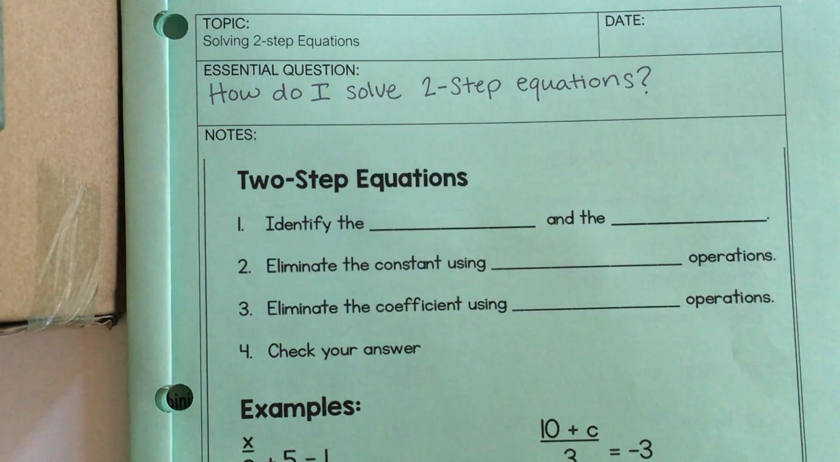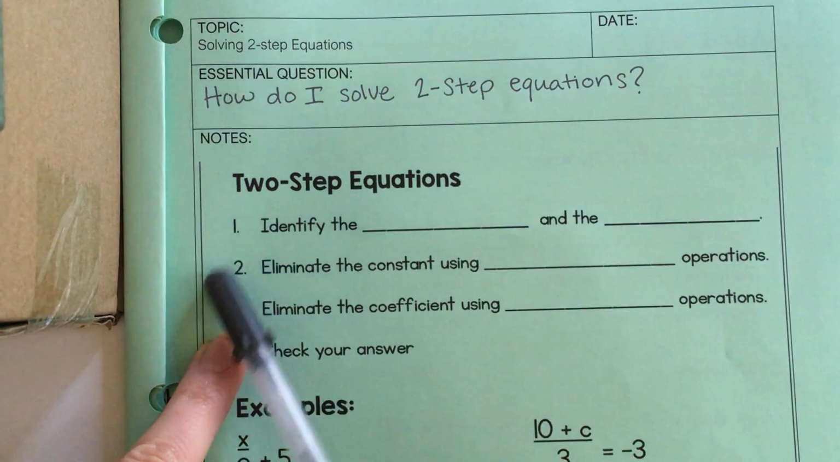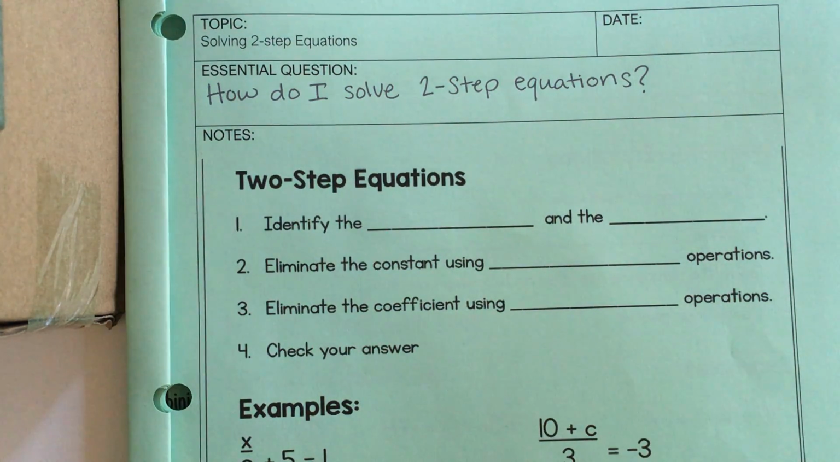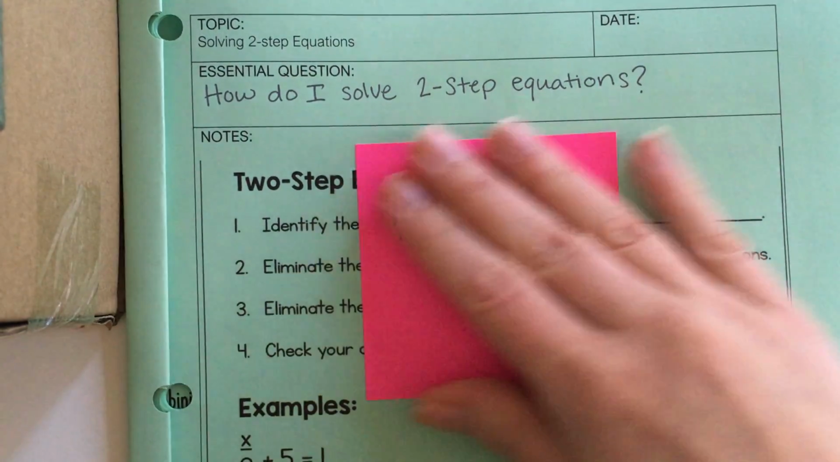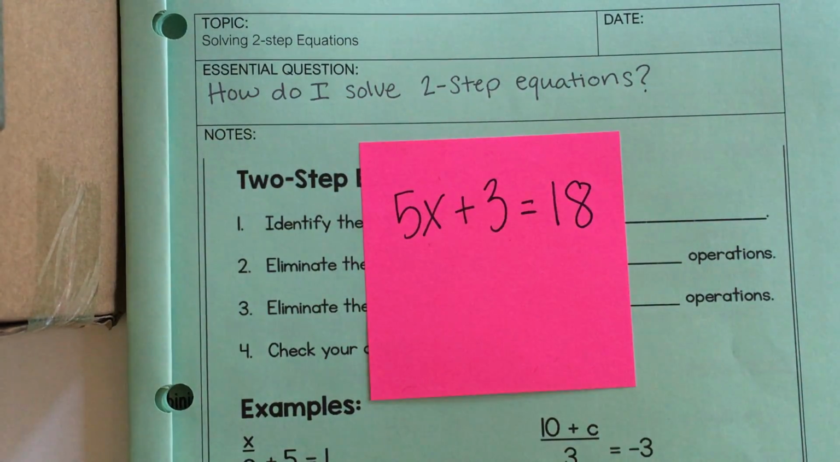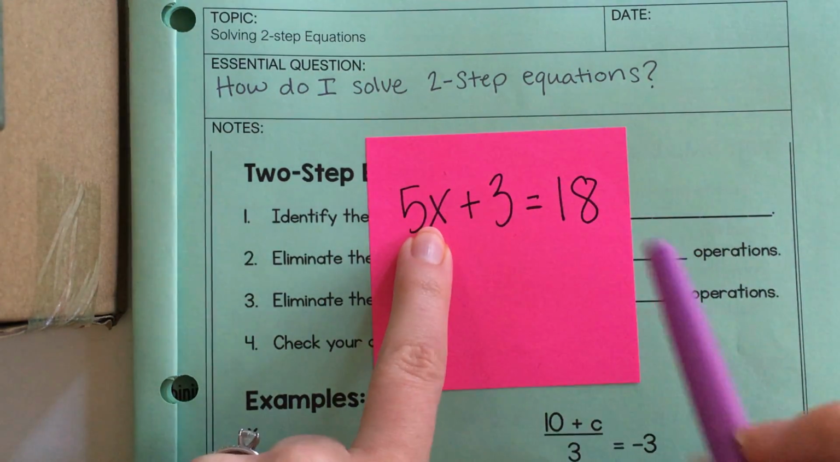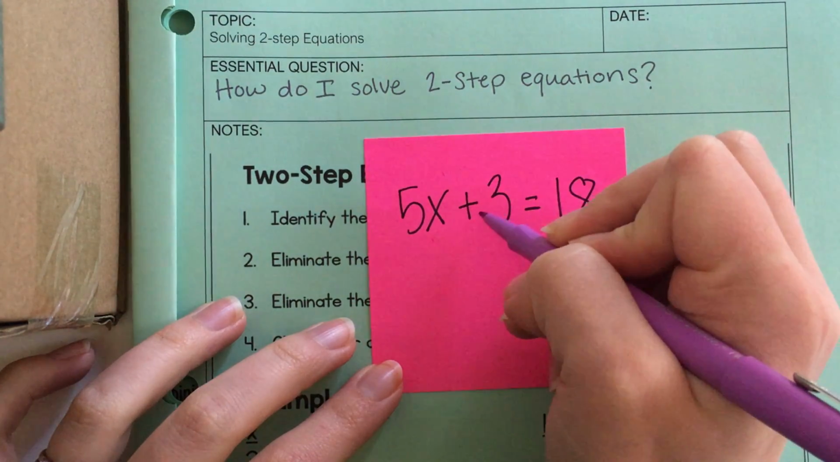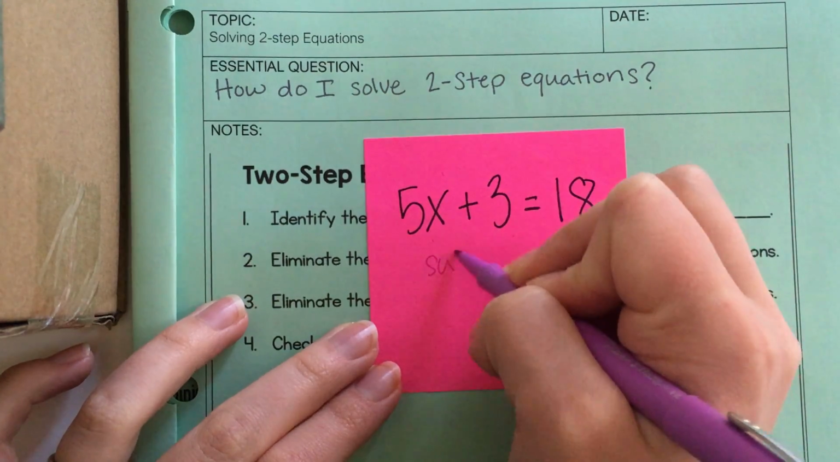We're going to learn how to solve two-step equations, and we're going to use these steps right here to help us with that. We're also going to go over some vocabulary. This is the kind of problem we're looking at, something like this. We can see that there is a 5 and an x there, and a plus 3. We know that to get rid of addition, we do subtraction.